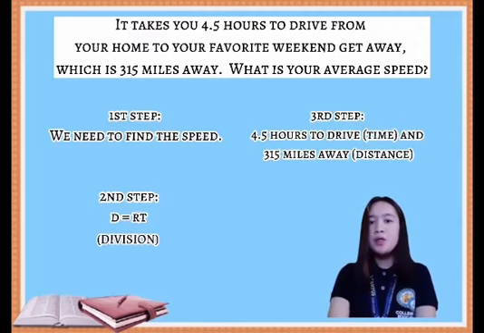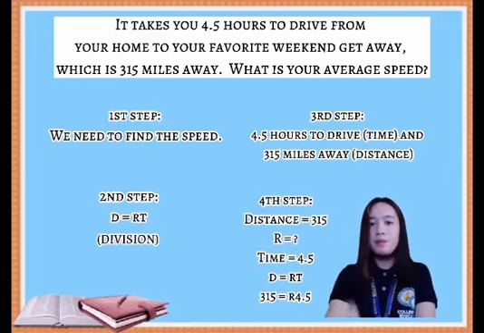Third step, we need to look for the important information, and those are 4.5 hours to drive, or our time, and 315 miles, or our distance. And our fourth step, now it's time to plan our solution. Distance is equal to 315, our rate is missing, time is equal to 4.5, and our formula is distance is equal to rate times time. So 315 is equal to rate times 4.5.